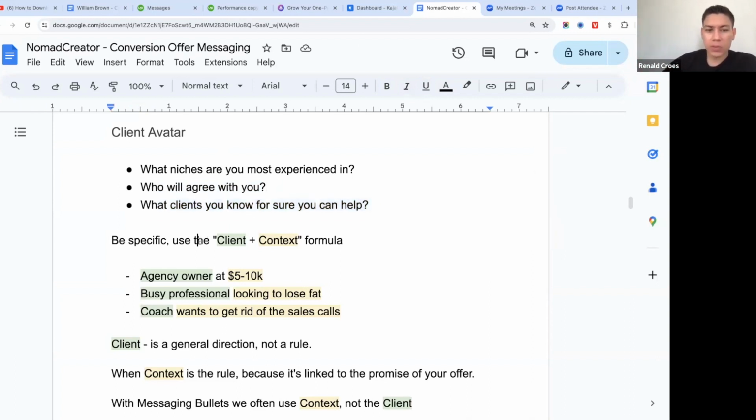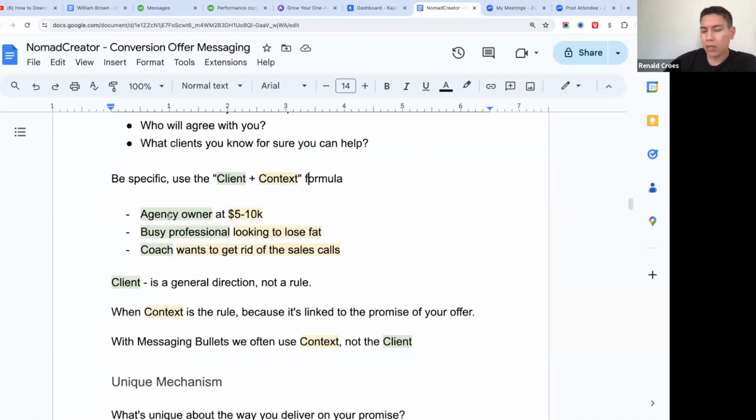Okay, so to be specific, it will be what clients you are targeting plus context formula. So if we want to target agency owners, it will say agency owners at specific income level. Why? Because we want to make sure that they are dealing with some specific problem. And this is that they're stuck at that price range or revenue range. It might be business professionals looking to lose fat. It might be coaches wanting to get rid of sales calls.